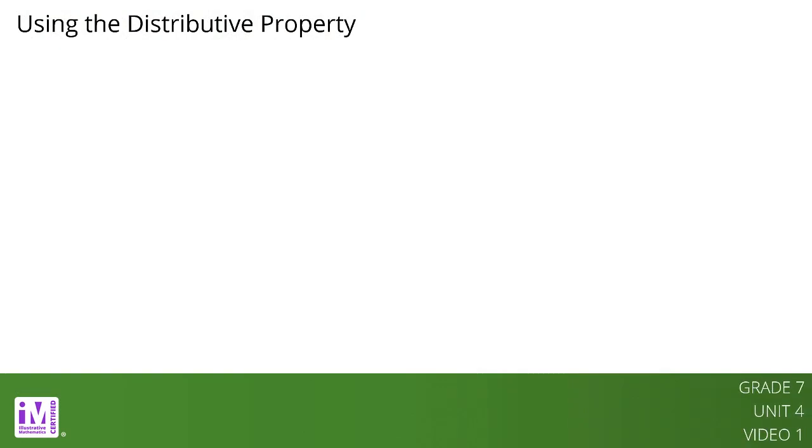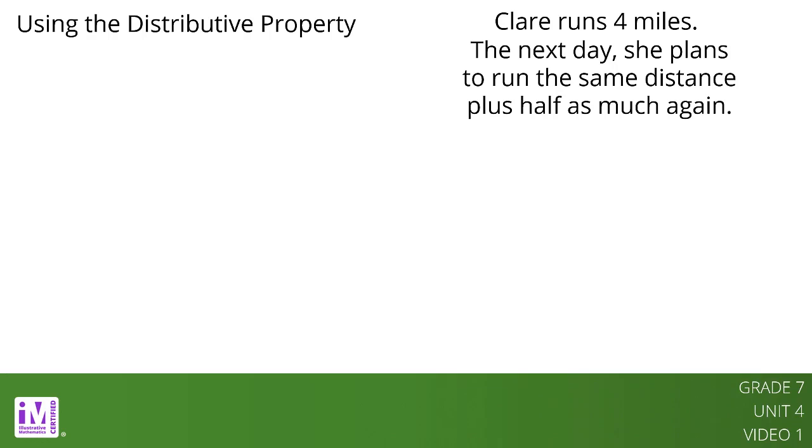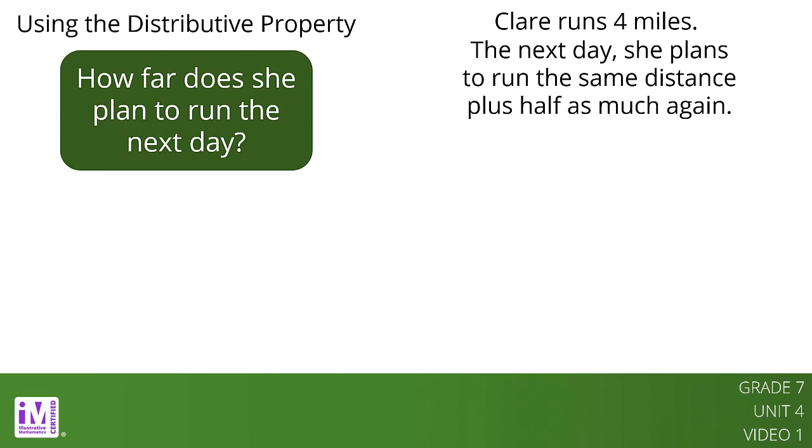Using the distributive property provides a shortcut for calculating the final amount in situations that involve adding or subtracting a fraction of the original amount. For example, one day, Claire runs 4 miles. The next day, she plans to run that same distance plus half as much again. How far does she plan to run the next day?